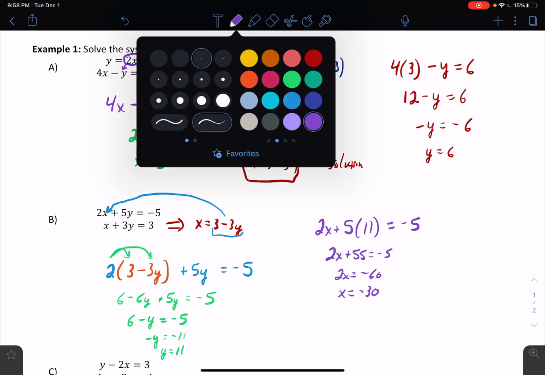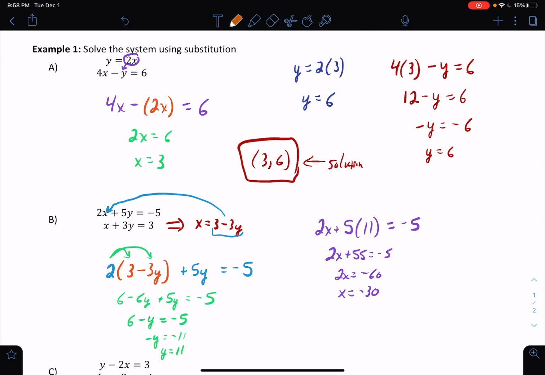Okay? And to double check my work, I'm going to plug it into the bottom equation. X plus 3, but instead of y, plug in 11 equals 3. So x plus 33 equals 3. X equals negative 30. You should get the same exact answer. If you don't, that means your y value was wrong. The first variable you solved for was wrong. So you got to go back because it has to work for both equations.